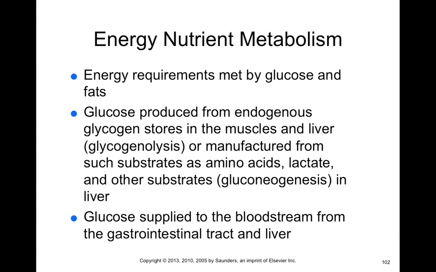metabolic processes. Okay, so we find then that if we need energy requirements to be met by glucose and fats, what we can do is actually produce glucose from endogenous glycogen sources. So what's cool is that when our blood sugar is high, our liver and our skeletal muscle can store glucose for later use in the form of glycogen. Glycogen is a polysaccharide. It's a polymer of glucose. It's a long chain of glucose that you store in your liver and skeletal muscle.